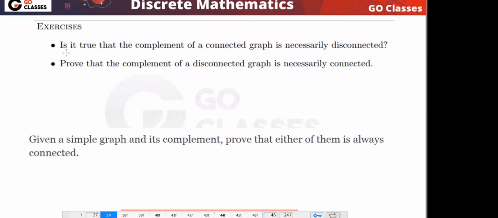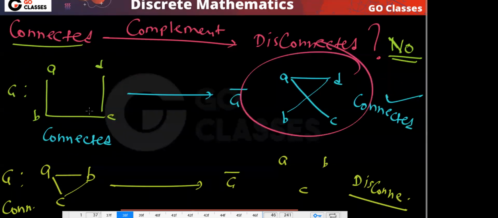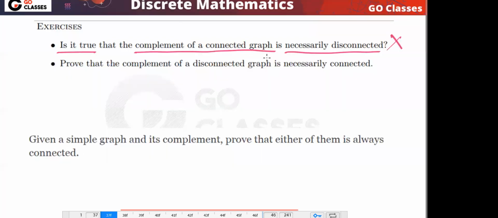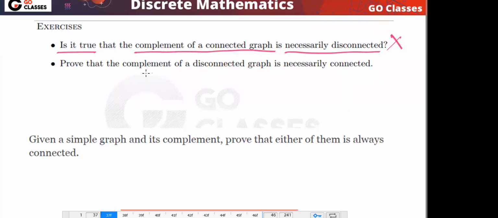First of all, you tell me the first statement. Is it true that the complement of a connected graph is necessarily disconnected? This statement is false. We have already seen a connected graph whose complement is not disconnected. So for a connected graph, the complement can be connected or disconnected. Now we have to prove that the complement of a disconnected graph is necessarily connected. And the proof is actually very simple.